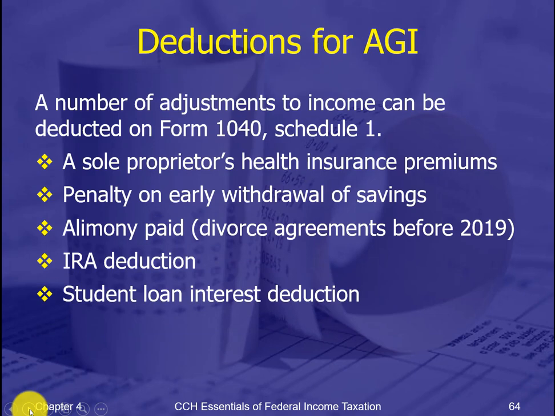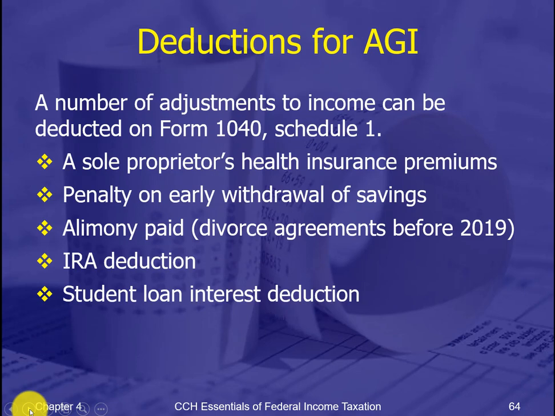Health insurance premiums, if you are a sole proprietor or a partner in a partnership, you can pay for your health insurance and deduct it for AGI. Penalty on early withdrawal, saying you pull money out of your CD and they charge you a penalty because of that. That is the deduction there. It's not going to be a lot of money.